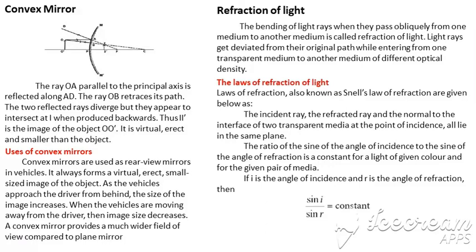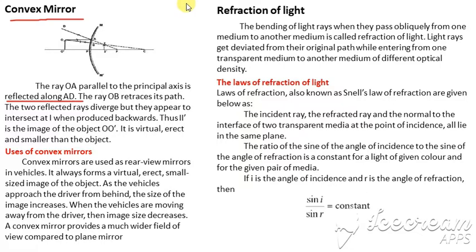Very good morning, students. The next topic we are going to see is about convex mirror. Already we have seen with concave mirror, is it not? Now we are going to see with convex mirror. So, in convex mirror, the ray OA, which is parallel to the principal axis, reflected along AD.